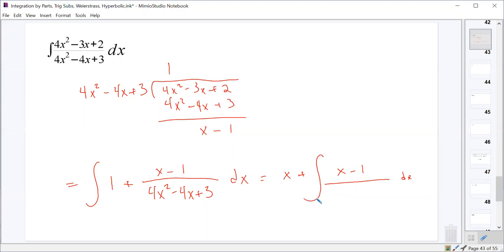If instead of it being a plus 3, it was a plus 1, wouldn't that be a perfect square? Wouldn't that be 2x minus 1 squared? And then we'd still have a plus 2 attached to the end of it. Everybody okay with that? Rewriting it like that?